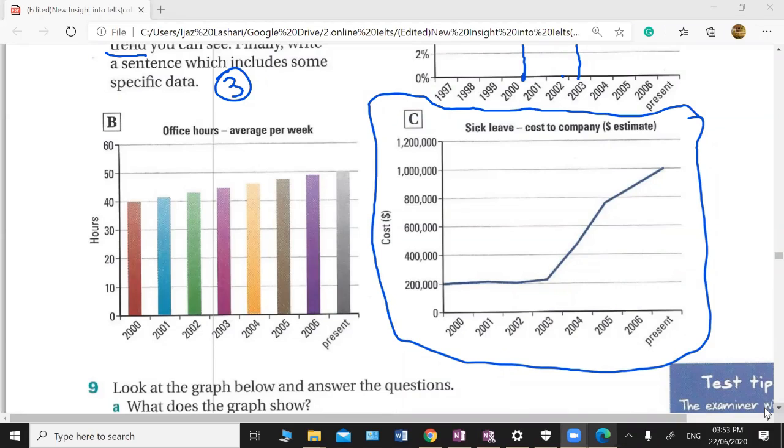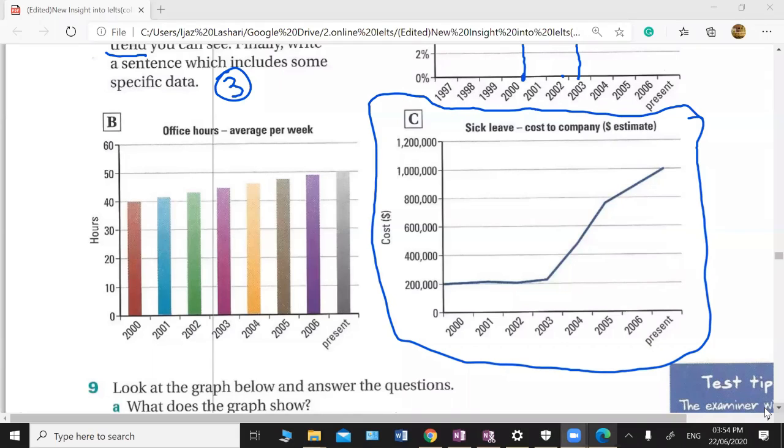So I will read the model answer. Maybe this will give you some idea about that. Okay, sir. Information relating to the estimated cost of days taken off sick by employees is provided in graph C, meaning the information in graph C is provided about the estimated cost of the days which the employees have taken off as being sick.